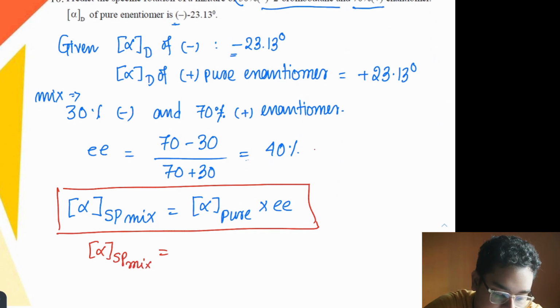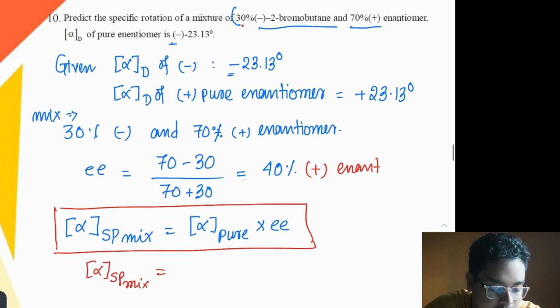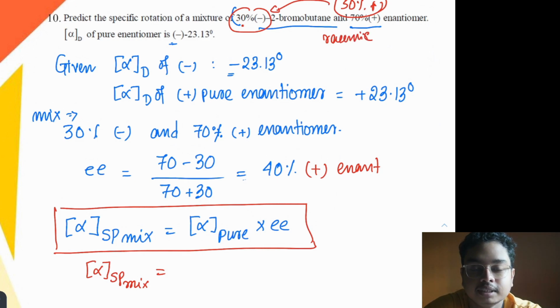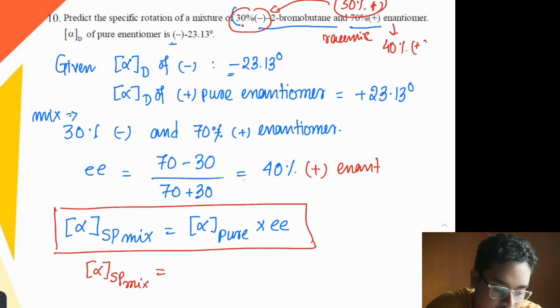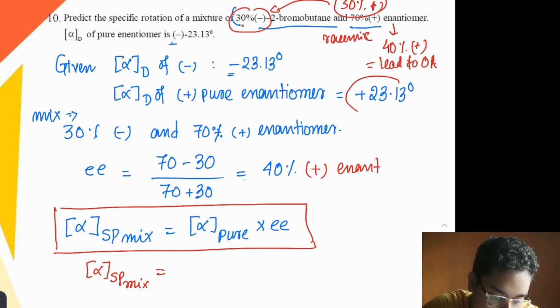Now you see 40% plus enantiomer is in excess, because the 30% minus will take 30% from the plus to make a racemic mixture. And if they are forming the racemic mixture, that means this part will not affect the optical activity. So the remaining 40% of plus will lead to optical activity. So we have to use this particular value for alpha D.